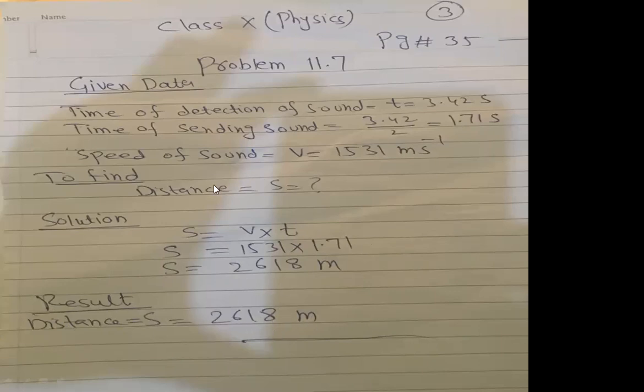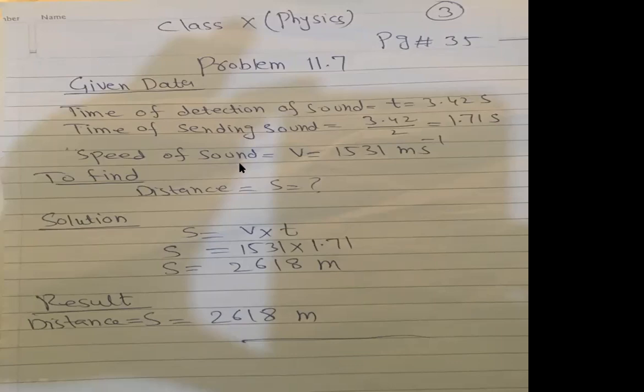Again, time of detection of sound, students, this is the two-way time, 3.42 seconds. Time of sending sound is 3.42 divided by 2, which gives 1.71 seconds. Speed of sound is also given to me, 1531 meters per second. What do I need to find in this numerical? The distance of the seabed from the ship. So it is only one way.